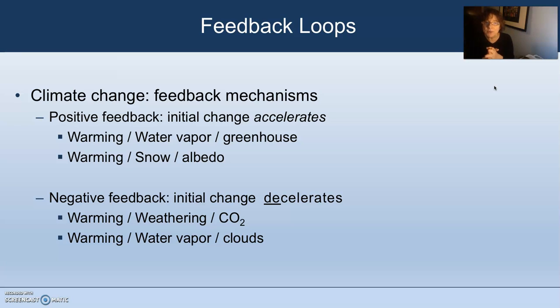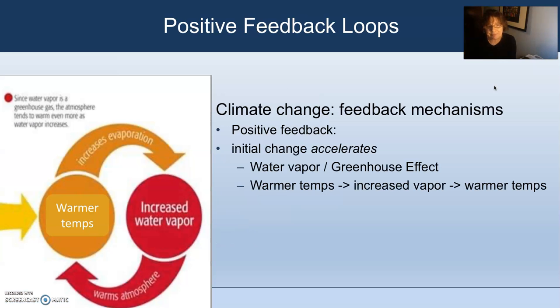You may know of some of them already, involving water vapor and involving snow when it comes to positive feedback loops. You might have heard about some of the negative feedback loops as weathering or as water vapor again. There's controversy about water vapor, obviously, so we're going to go through both of these to see if they can reflect on causation for us.